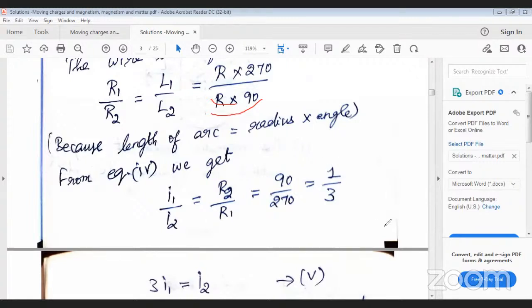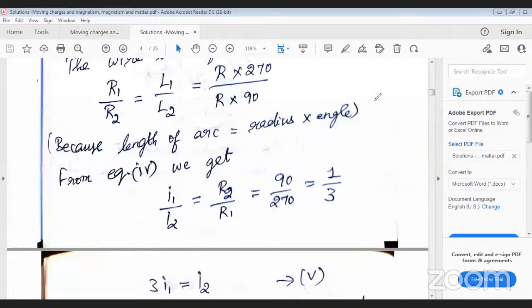So we know very well I1 R1 equal to I2 R2. So for that you will be getting 3I1 equal to I2. So here you see I1 by I2 equal to 1 by 3. Okay. That means 3I1 equal to I2.